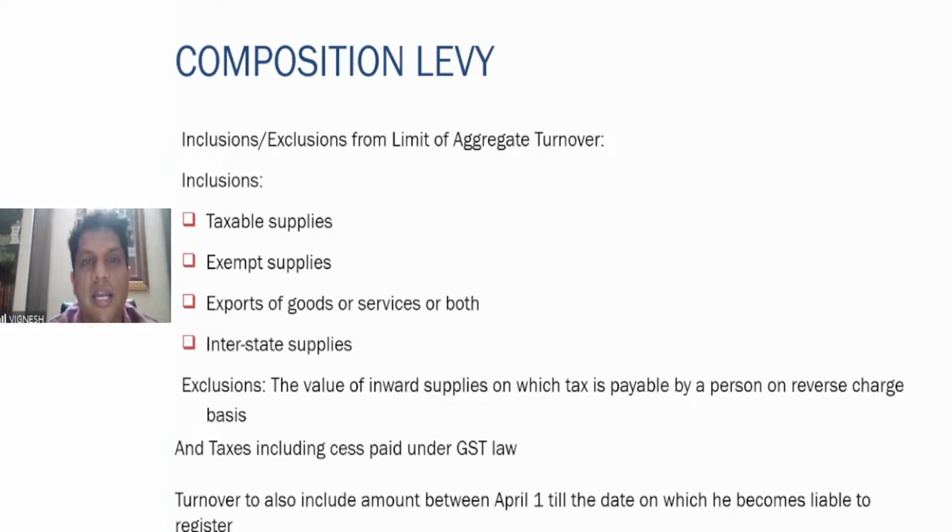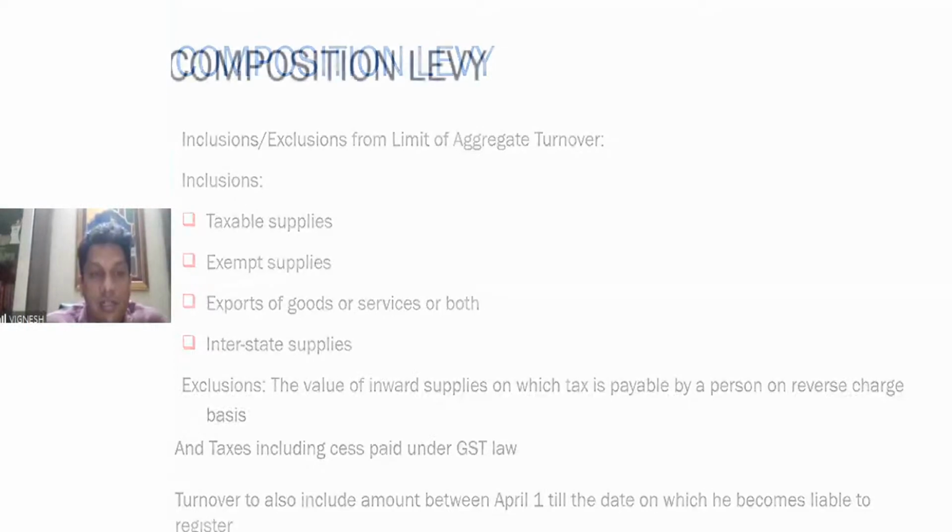So what all will be covered under aggregate turnover? Taxable supplies, exempt supplies, export of goods or services, and interstate supplies. So these are some of the supplies which are covered in the aggregate turnover. Aggregate of taxable supplies, exempt supplies, export, but inward supply subject to reverse charge mechanism. What is inward supply subject to reverse charge mechanism? We have seen all those supplies where he has to pay. Even if you are registered as a composition dealer, you have to pay the amounts, if any, on reverse charge basis. That you cannot avoid. So you have to pay GST on reverse charge basis. Then turnover also includes the amount from April 1st till the date on which he is liable to register. So when you are calculating the aggregate turnover, you will also calculate the amount from April 1st till when he is registered.